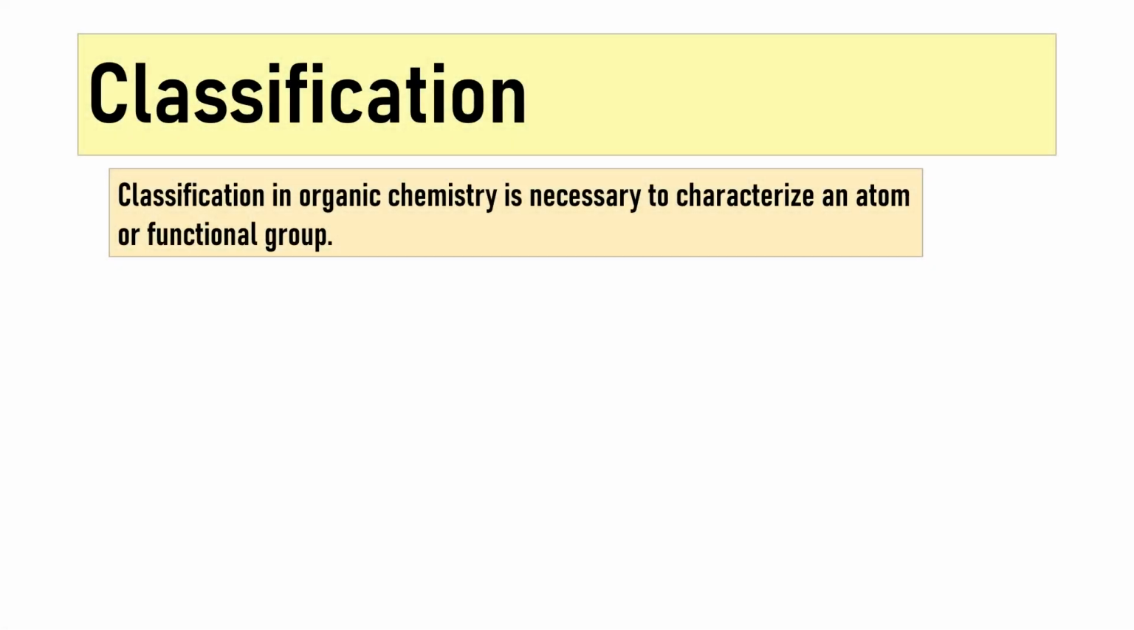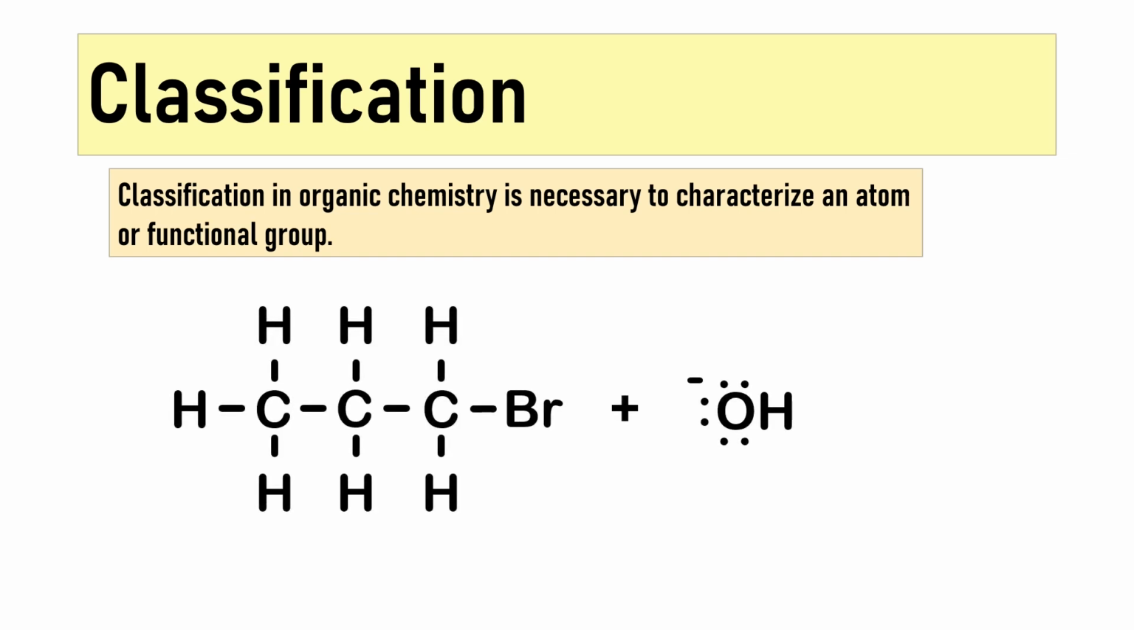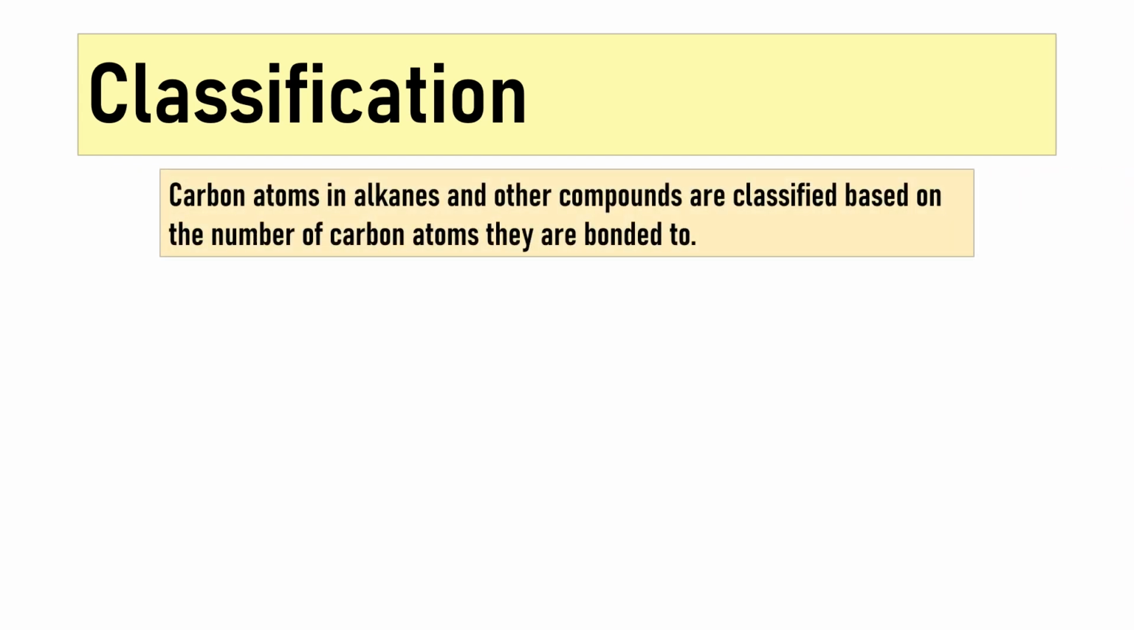Classification in organic chemistry is necessary to characterize an atom or functional group. Classification can be a factor in determining a reaction mechanism, for example. Carbon atoms in alkanes and other compounds are classified based on the number of carbon atoms they are bonded to.